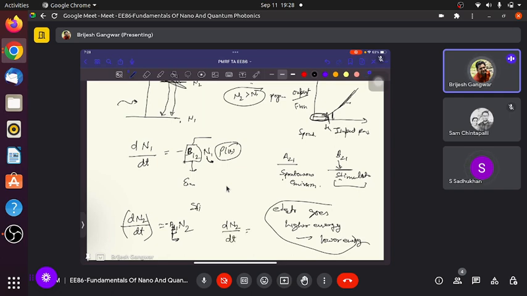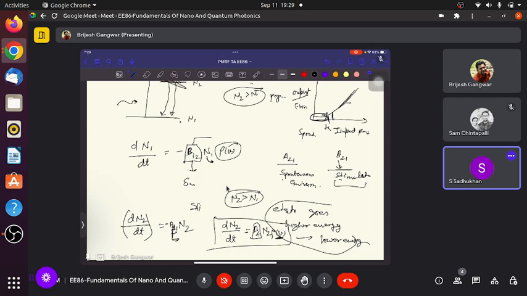Similarly, if you write for the stimulated emission, then again dn2 over dt will be proportional to n2, which is the number of electrons in the excited state, and the density of photons, because it is very important for stimulated emission. Until n2 is greater than n1, population inversion will not happen and stimulated emission will also not happen. So here comes one coefficient, B21. This is the Einstein coefficient, and Einstein derived these equations. You can find them in the reference book given in the lecture.